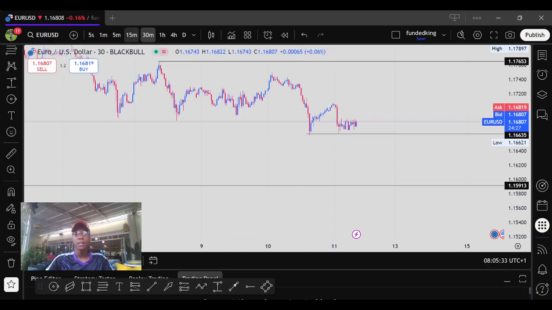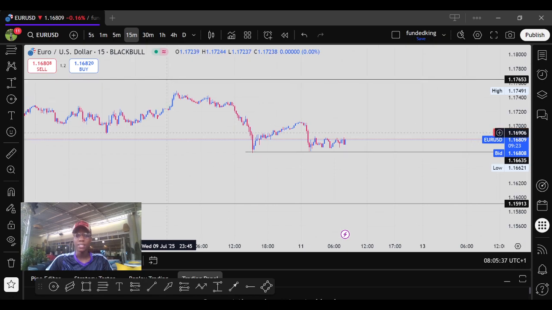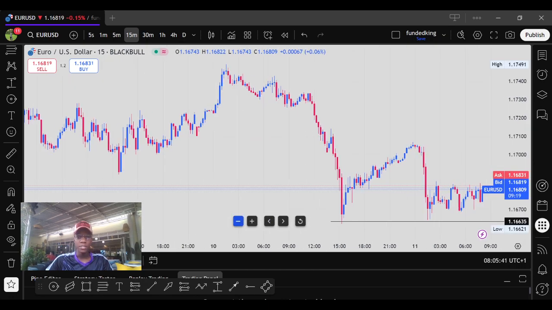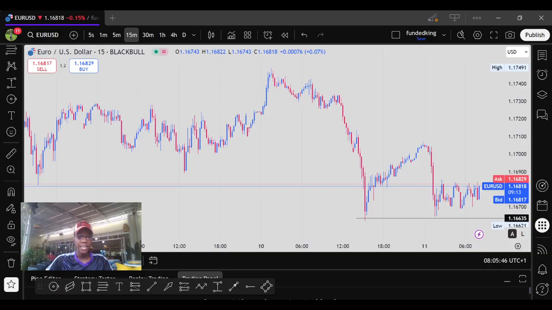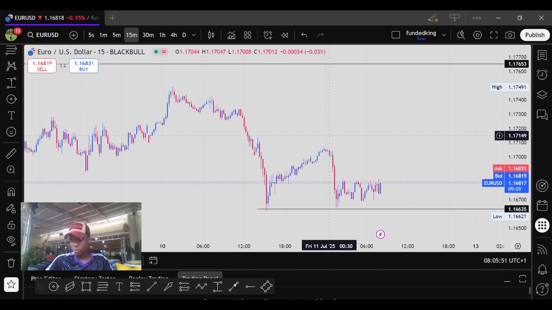So according to the setup I'm seeing on Euro USD, it's not a healthy setup. It's not a healthy setup. I'm not seeing some good confirmations yet.